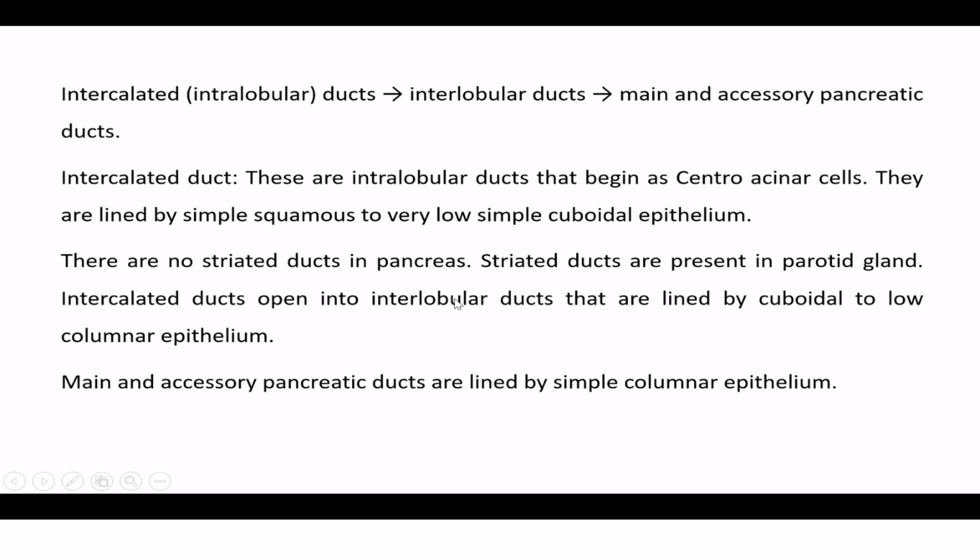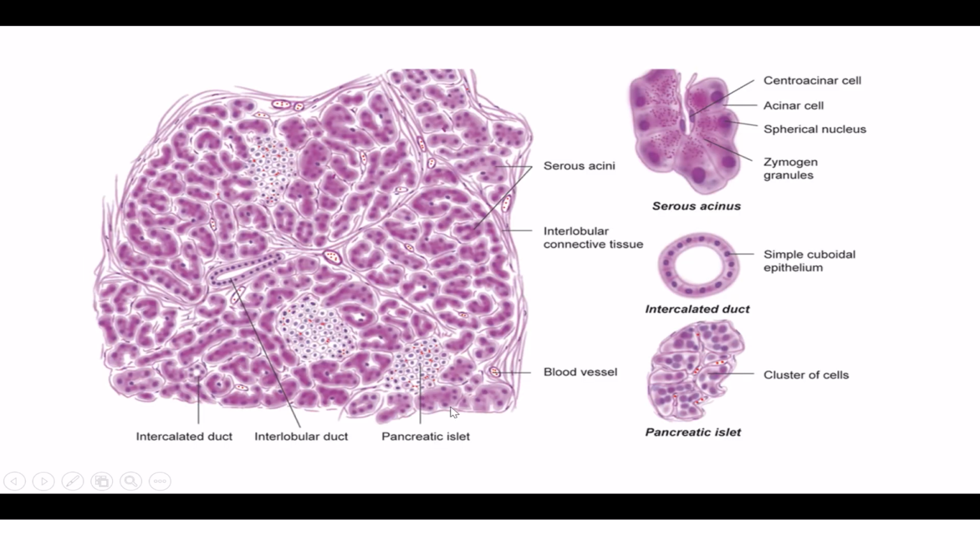There are no striated ducts in pancreas. Striated ducts are present in parotid gland. Intercalated ducts open into interlobular ducts that are lined by cuboidal or low columnar epithelium. Main and accessory pancreatic ducts are lined by simple columnar epithelium.